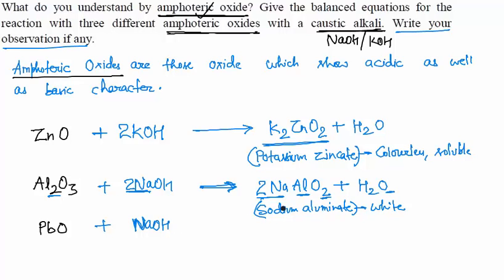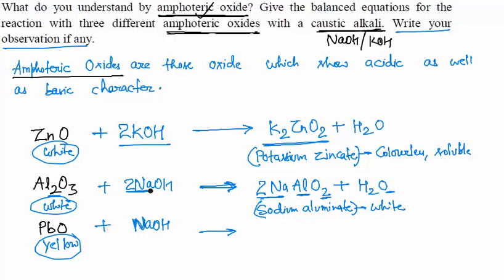So this is the reaction. The last one is PbO, which is yellow. Al2O3 is white, and ZnO is again white. These products are part of the solution, a colorless solution. When PbO reacts with NaOH, it forms Na2PbO2 plus water, of course.